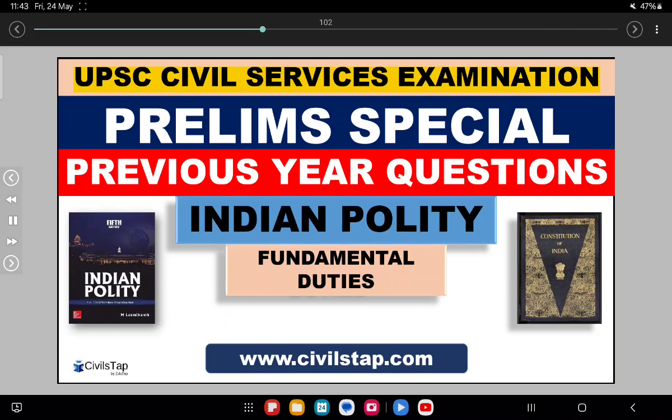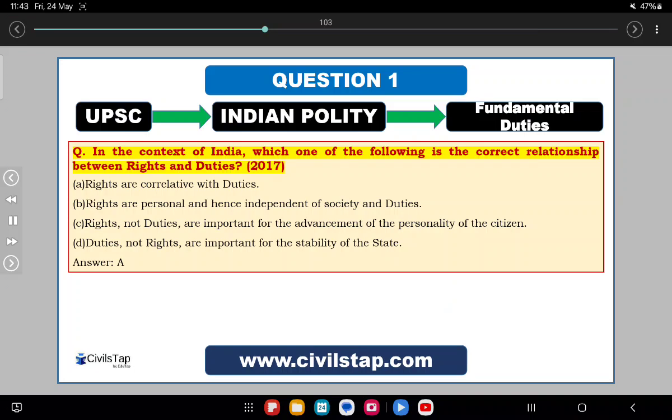UPSC Civil Services Examination. Prelim Special. Previous year questions, Indian polity. Fundamental duties. Q. In the context of India, which one of the following is the correct relationship between rights and duties? 2017. A. Rights are correlative with duties. B. Rights are personal and hence independent of society and duties. C. Rights, not duties, are important for the advancement of the personality of the citizen. D. Duties, not rights, are important for the stability of the state. Answer A. Question 1. UPSC Indian Polity, Fundamental Duties.